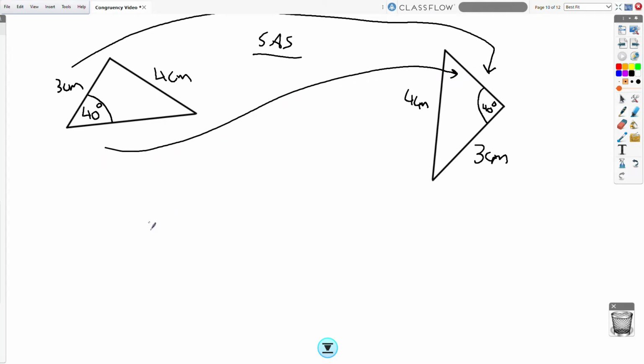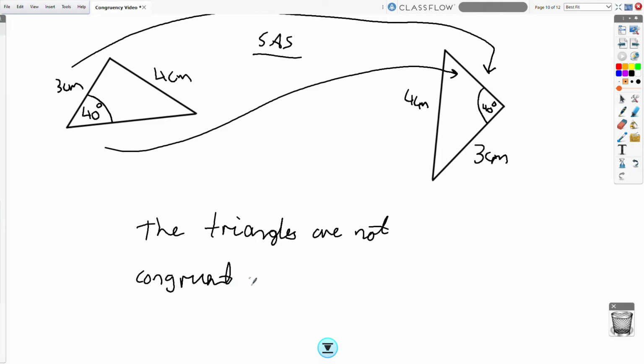So in this case, the triangles are not congruent. So you just want to make sure you double check that the lengths and angles you're finding are corresponding correctly. You don't always want to assume they're going to be congruent.